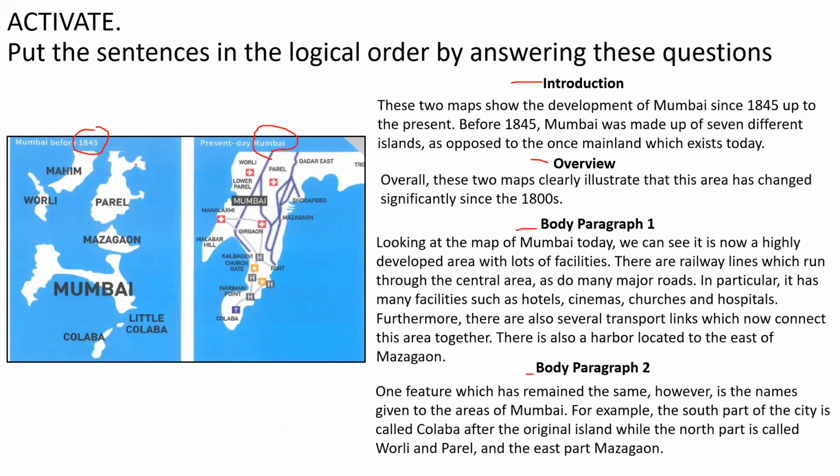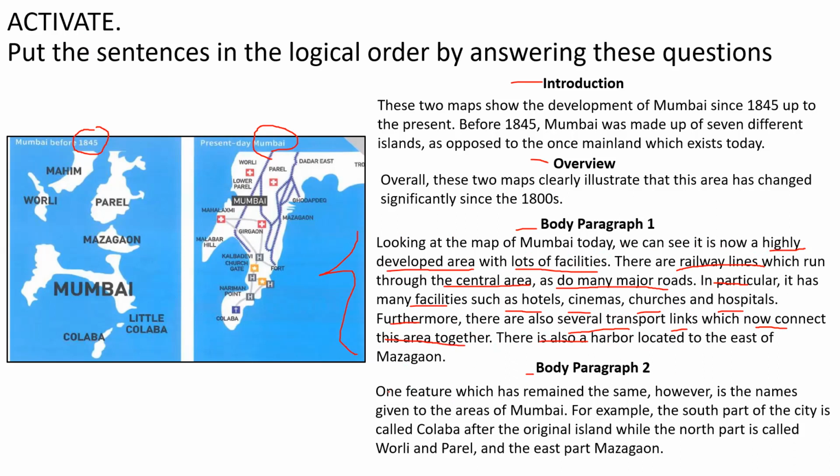Okay. So as you can see here in body paragraph one, we look at the changes of the map. So looking at the map of Mumbai today, we can see it is now a highly developed area with lots of facilities. And there are railway lines which run through a central area, as do many major roads. In particular, it has many facilities such as hotels, cinemas, churches, and hospitals. Furthermore, there are also several transport links which now connect this area together. There's also a harbor located to the east of the Mazagon.